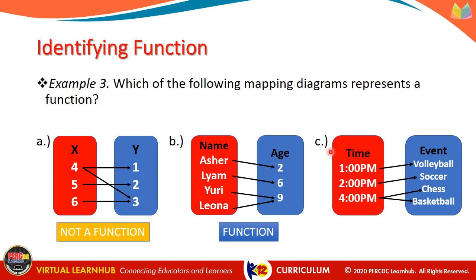For mapping diagram C, in the first set, we have here time, and on the other set, we have sport events. 1 p.m. corresponds to volleyball event, 2 p.m. corresponds to soccer event, and 4 p.m. corresponds to both chess and basketball events. Since the time 4 p.m. corresponds to two sport events, this mapping diagram does not represent a function. Mapping diagram C does not represent a function.